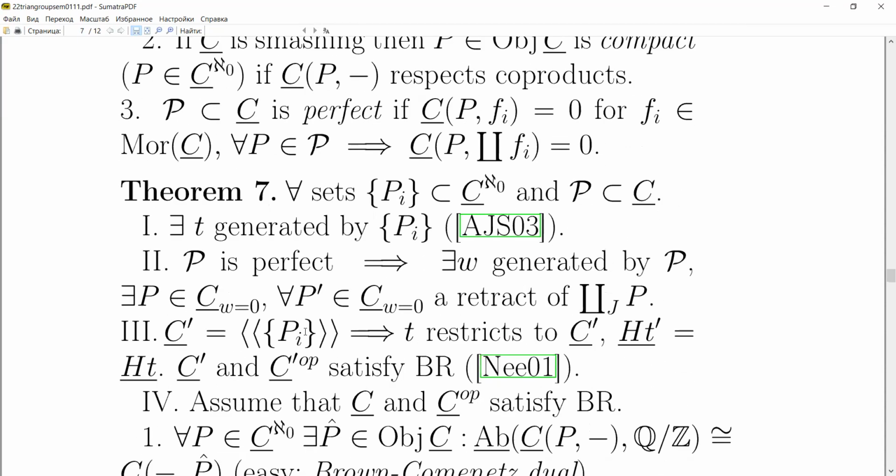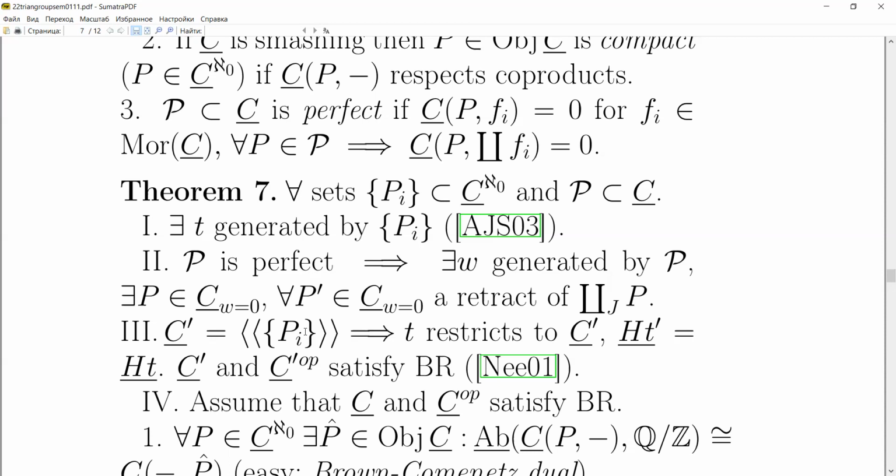Thank you. I have a small question also regarding Theorem 7. There was this new paper by Amnon Neeman where he took T to be a well-generated triangulated category, and then he generated a t-structure starting from any set of objects. Is there an analogous version of that for weight structures?